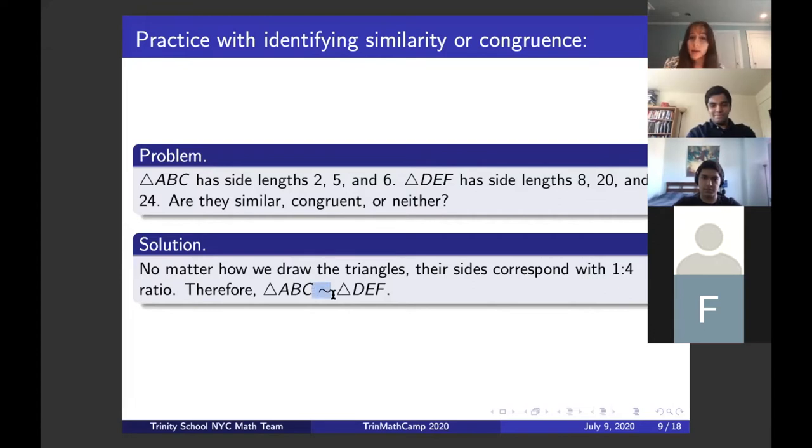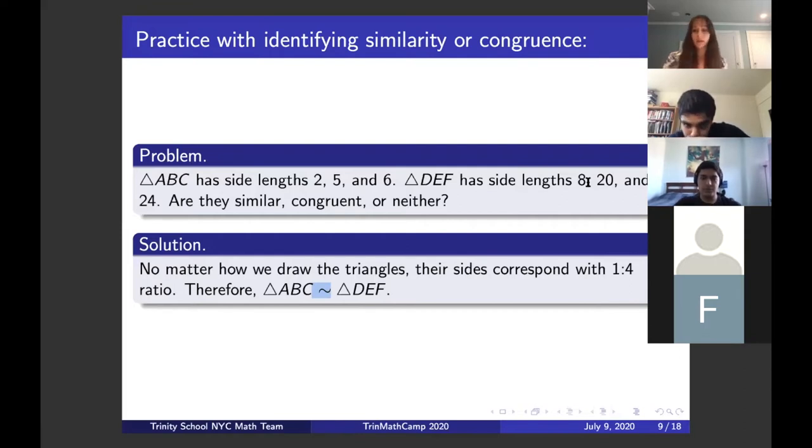And what we know about similar triangles, which can be helpful in different problems, is that in two similar triangles, ABC and DEF, the angles are the same. So the angle between 2 and 5 in ABC is going to be the same as the angle between 8 and 20 in DEF, which is super cool.